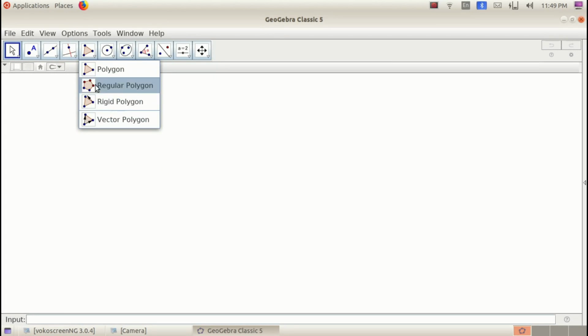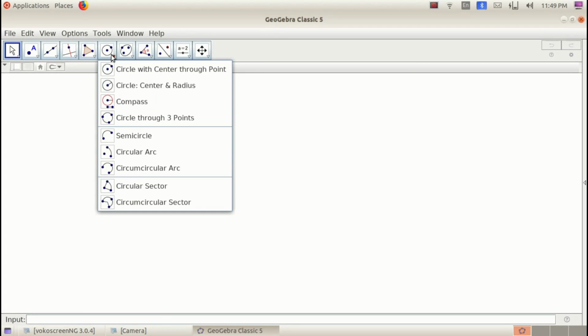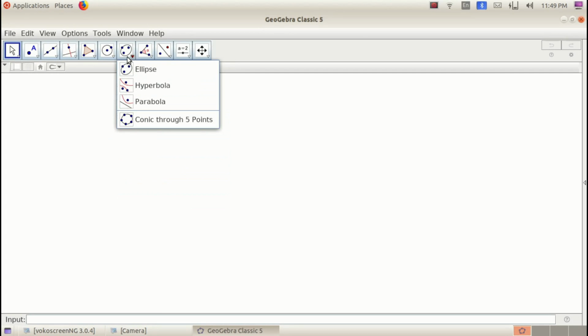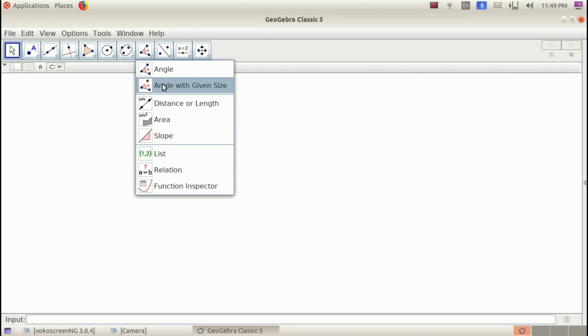Another tool, polygon tool. This tool is used for drawing polygons, different shapes: triangle, rectangle or square, pentagon, hexagon, etc. Circle tool is related to circles. This tool is related to shapes beyond the circle, that is ellipse, hyperbola, parabola, etc. Then angle tool, used for different types of activities related to angles.